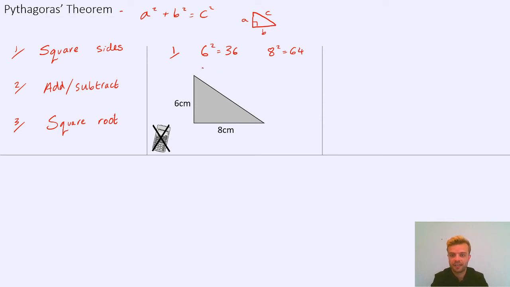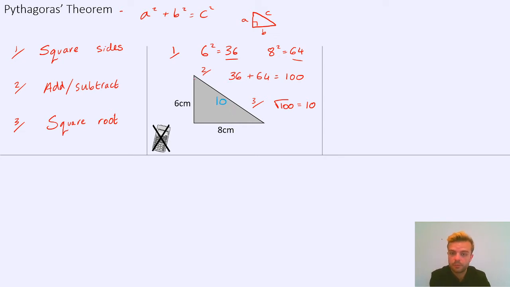Now step 2 is to add or subtract those numbers. In this particular triangle, we're looking for the long side. Because we're looking for a long side, it's going to be a bigger number, so we're going to have to add these two squared numbers together. So step 2, we add the sides up. 36 plus 64 is 100. And then step 3, we square root our answer. The square root of 100 is 10. So the missing side of this triangle is 10.